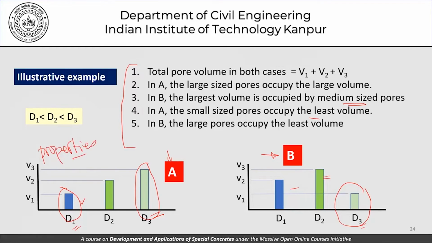Properties in terms of strength, let's say, and permeability, the ease with which water will move in these two materials. This is something which we need to ponder about.